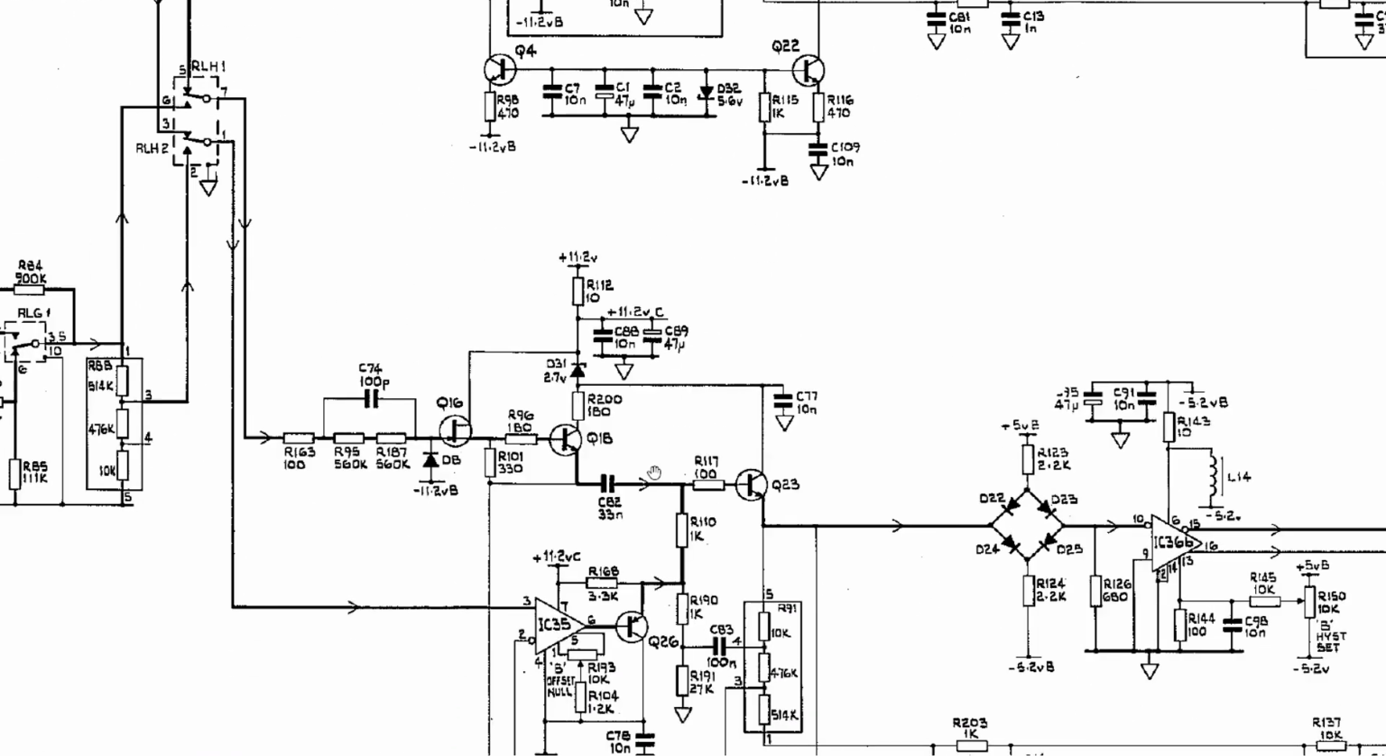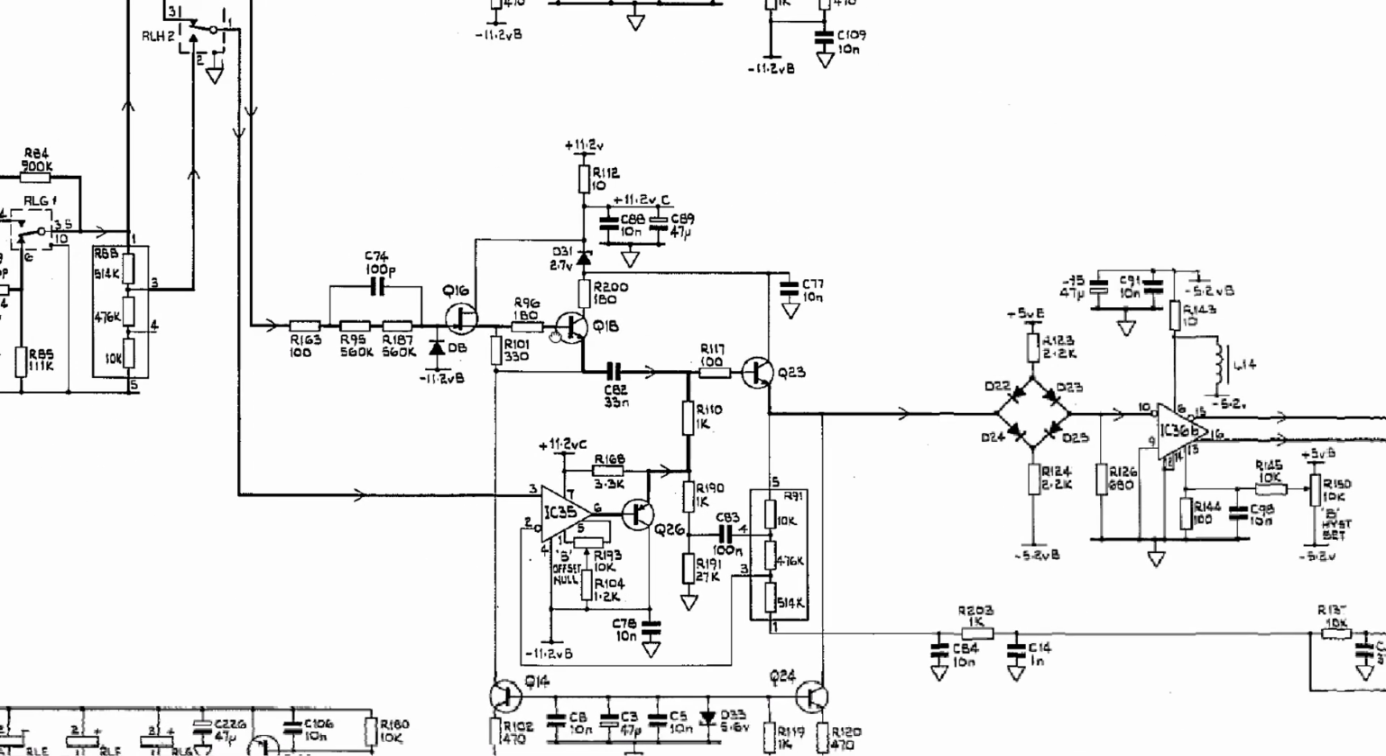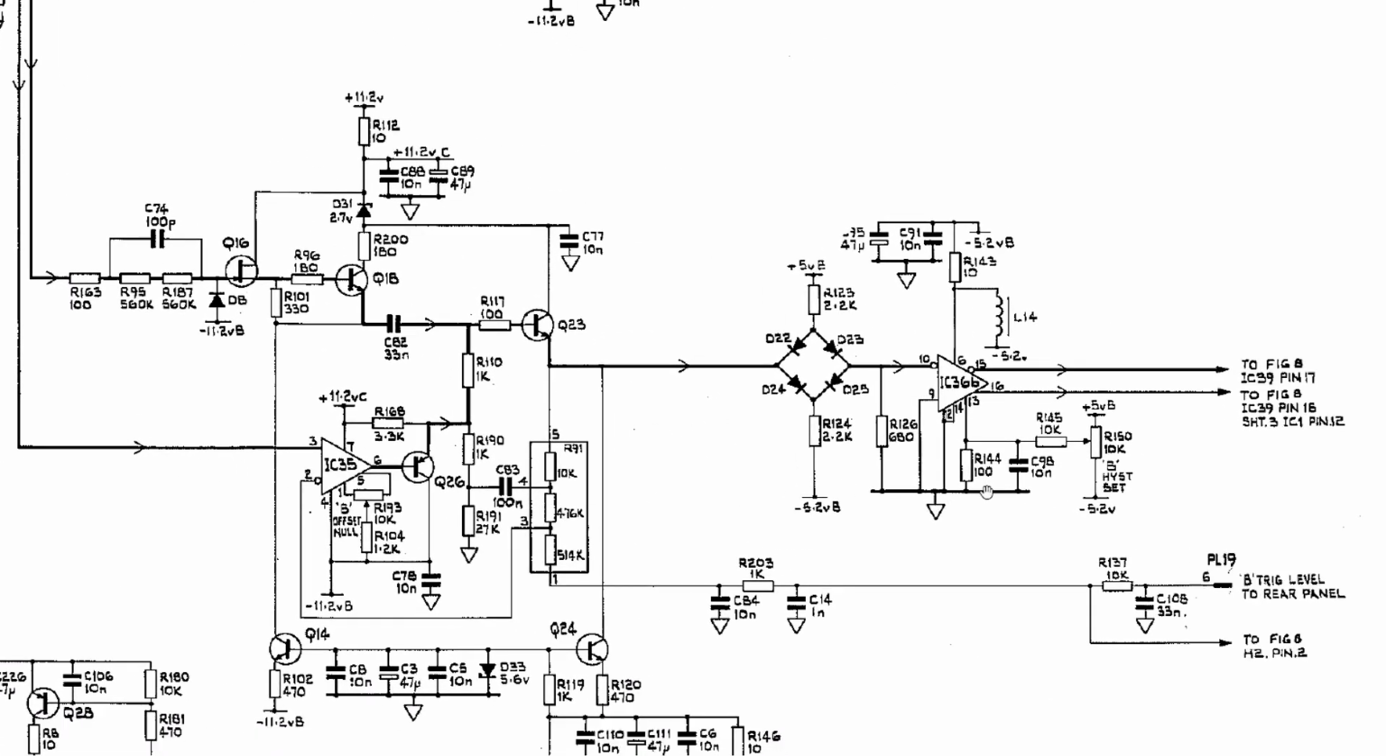And then there's a B channel as well. Remember, here's the A channel. Here's the B channel. And so this duplicate circuitry down here is completely duplicated to do the B channel stuff.